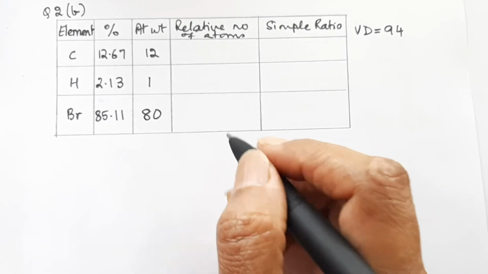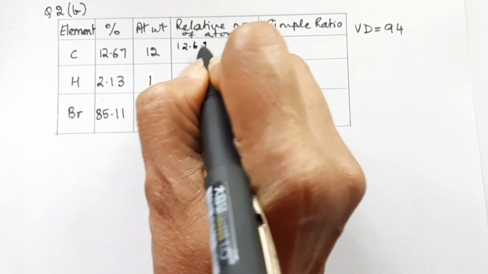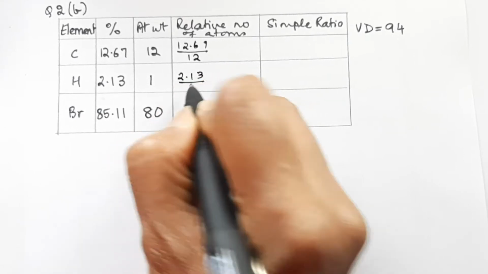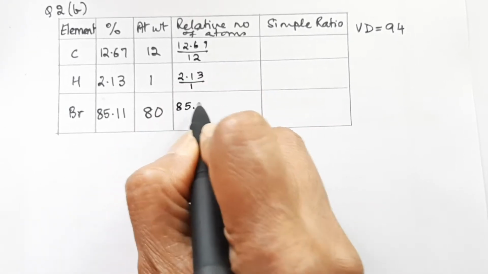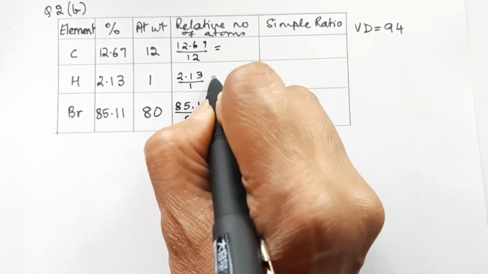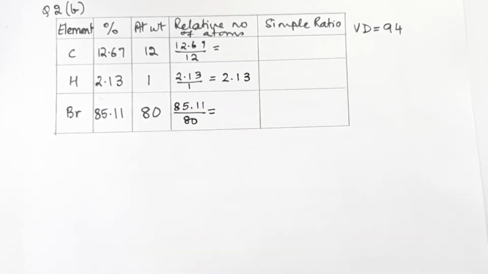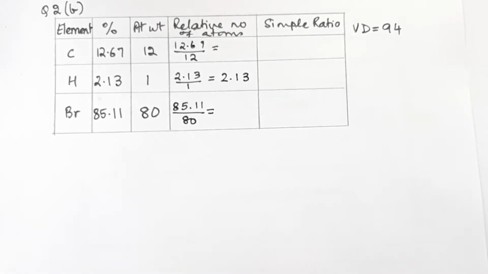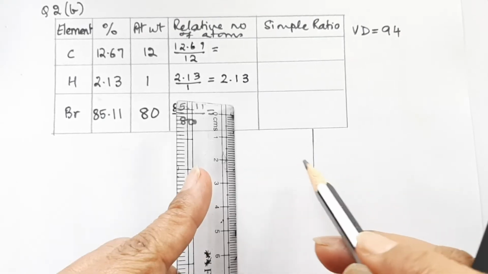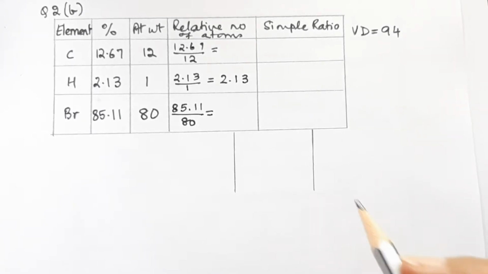How do you get the relative number of atoms? Percentage upon atomic weight. So it becomes 12.67 upon 12. Here it becomes 2.13 upon 1 and 85.11 upon 80. Now here the easiest calculation will be 2.13 divided by 1. Okay. Now for our rough column, it's wiser to have the rough work done here itself. You can use either your pen or pencil to do the long division.